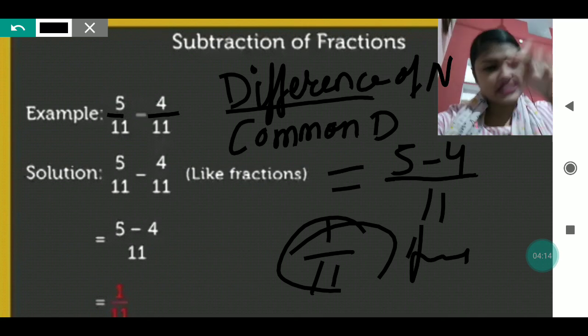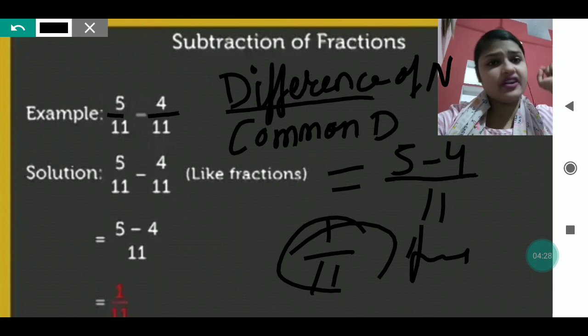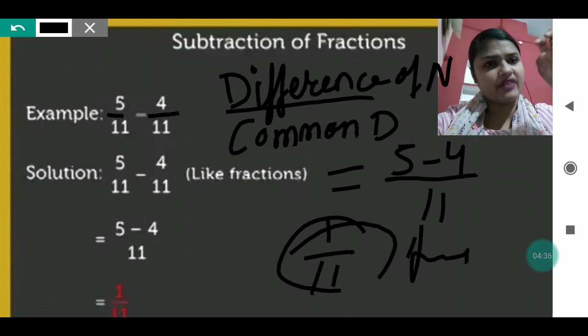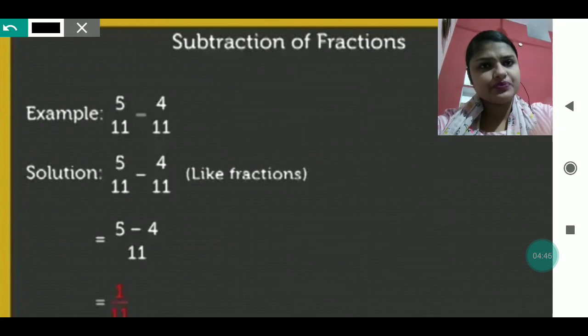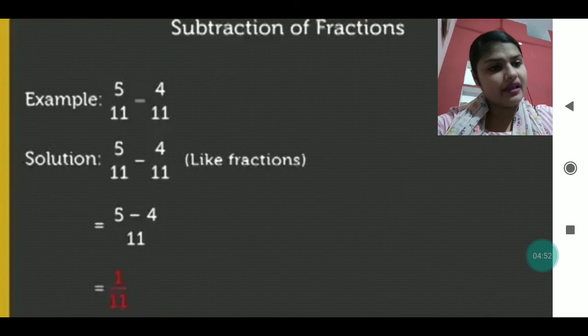We already know these are like fractions as the denominators are the same. Like fractions are those fractions in which the denominators are the same. Unlike fractions are those in which the denominators are different. So here the denominators are the same. We have to write the common denominator and find the difference of the numerators. There are two numerators given, so we subtract them. The answer will come as 1 by 11.